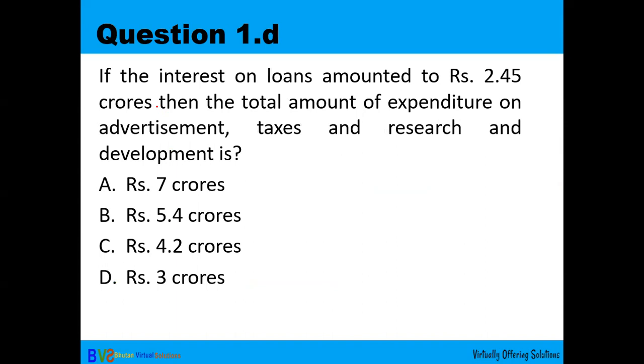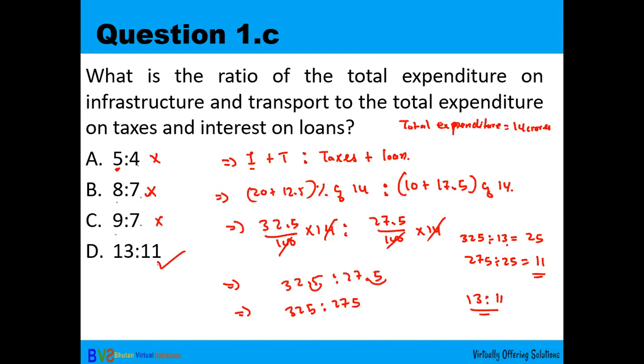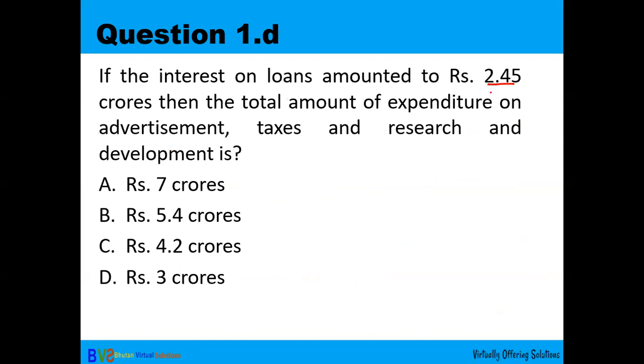The next question: if the interest on loans amounted to rupees 2.45 crores, then the total amount of expenditure on advertisement, tax, and research and development is? All right, so how to find this now? The interest on loan is given as 2.45. Does it matter? It doesn't matter. Why? Because we have already found the total expenditure as 14 crore. Or it means your question is totally different. So let us see whether it is related or not.